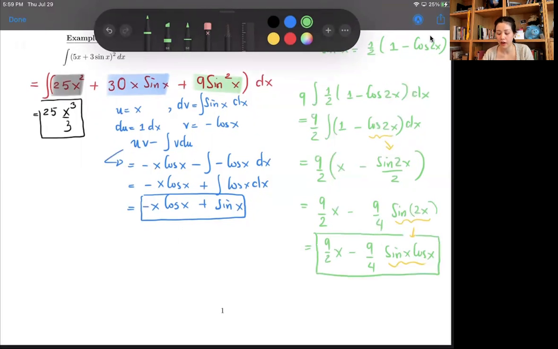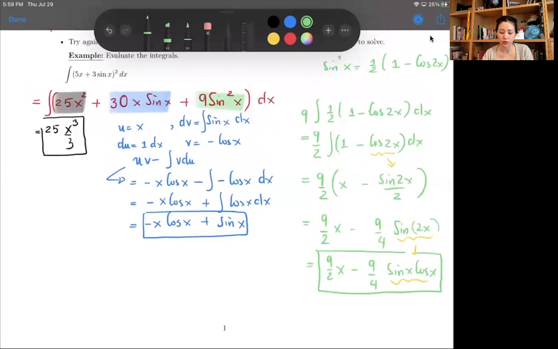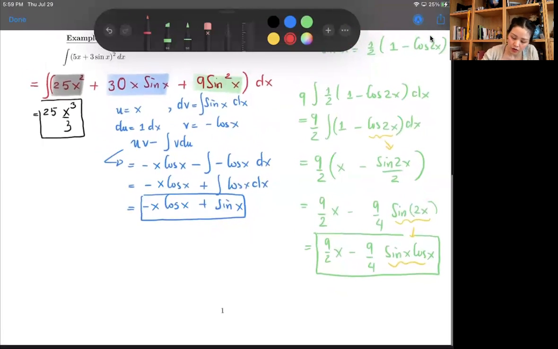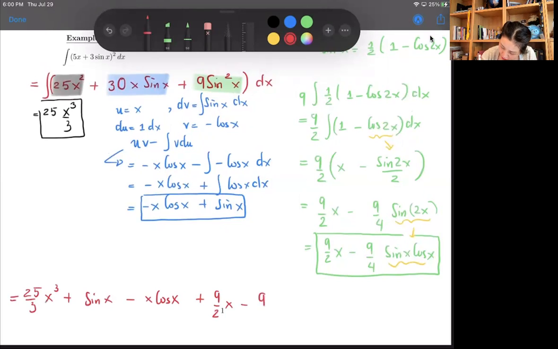Okay. All right, now we're going to combine all three results. So the final answer is 25/3 x cubed plus sin x minus x cosine x plus 9/2 x minus 9/4 sin x cosine x, and don't forget the constant.